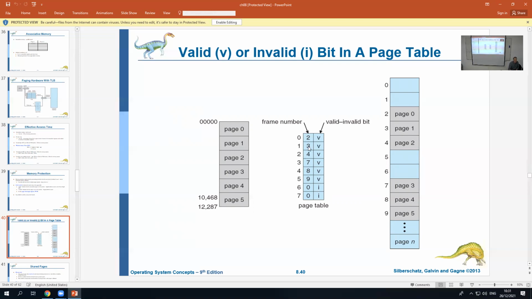This is invalidated. I means invalid. V means valid. It's usually written as 1 or 0. But 7 has something. What? 7 has page 3. No. 7 is here. Oh, this is frame 7.